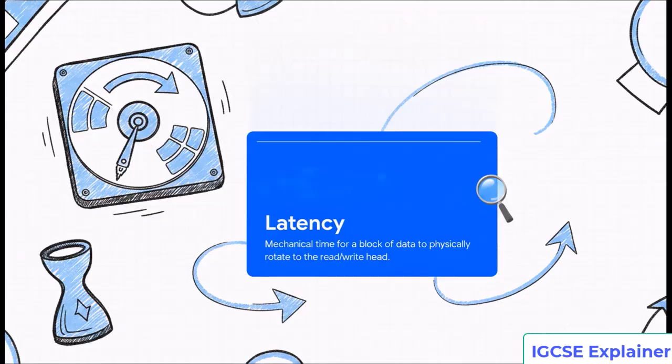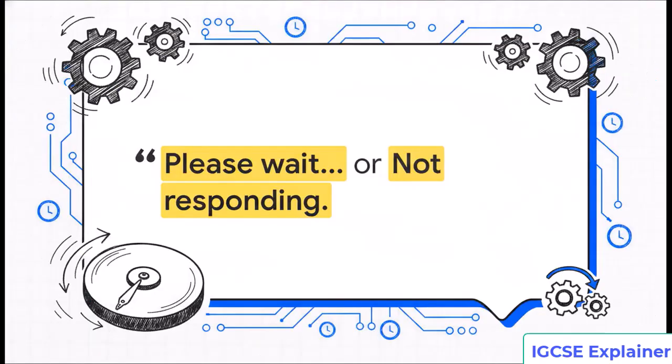Let's put a formal name to this mechanical waiting game: latency. Latency is the specific mechanical time it takes for a target block of data on a track to physically rotate around to meet the stationary read/write head. So, to put that into perspective, physical distance is literally bottlenecking our digital speed. And hey, this isn't just some abstract engineering concept. This microscopic mechanical delay is the absolute reality behind why your computer occasionally freezes, locks up, and hits you with that incredibly frustrating "please wait" or "not responding" message.